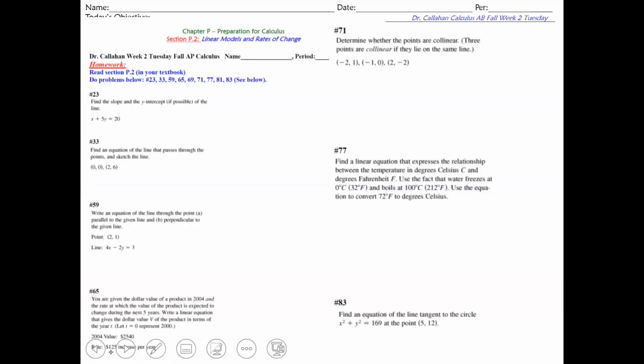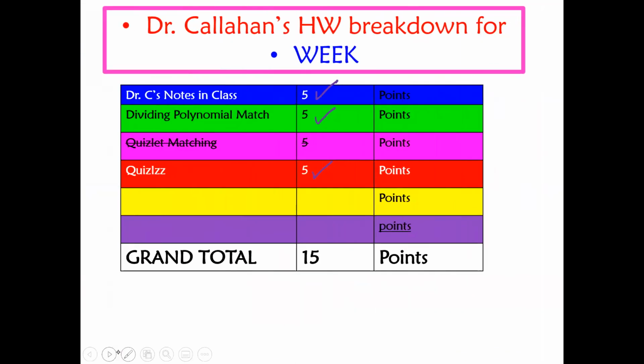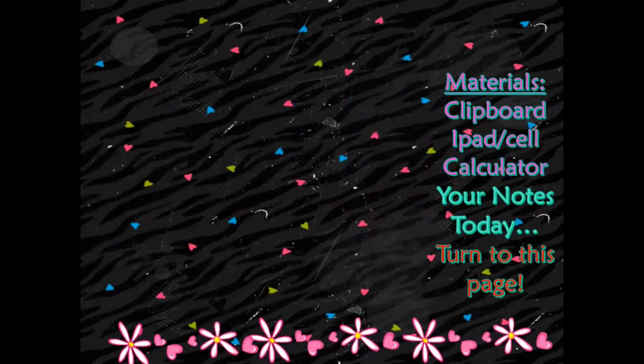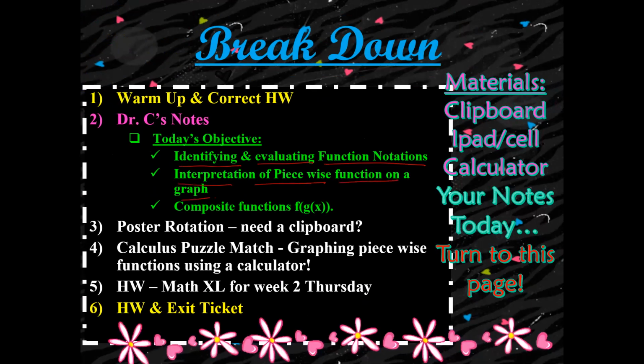All right, yesterday I had you guys go ahead and do the notes that we did, and you had some of the matching and the quizzes. So if you have that, that's great. Just hold on to that. So week 2, Thursday, this is the objective. Today we're going to talk about identifying, evaluating function notations, interpreting piecewise functions on a graph, and then talk about composite functions like f of g and g of f, like f of g of x and g of f of x.